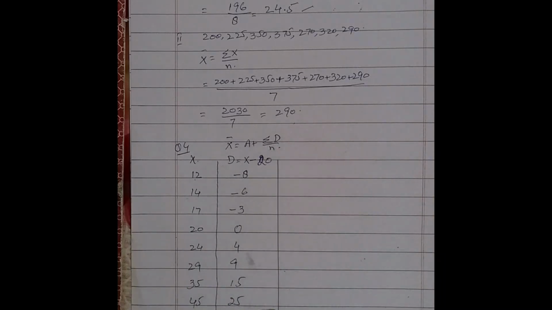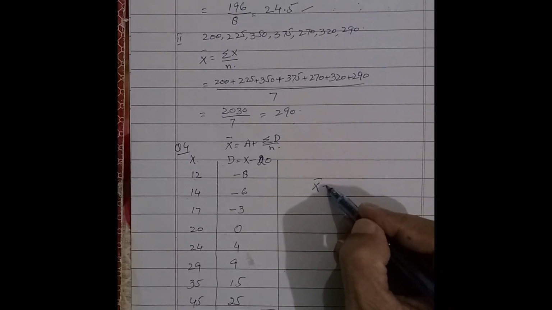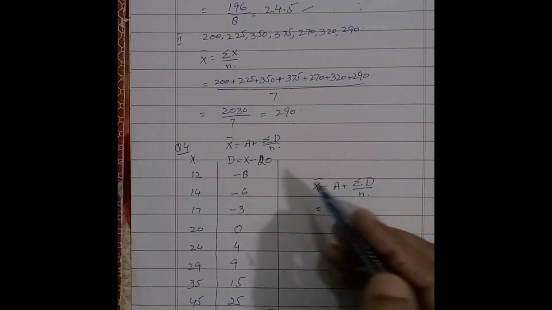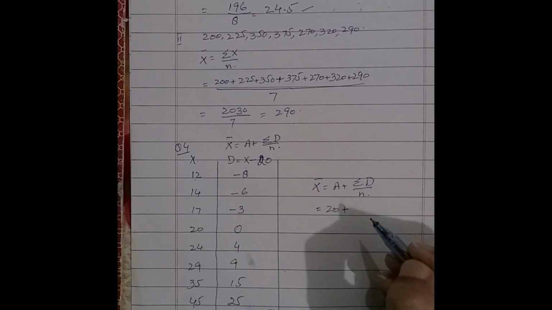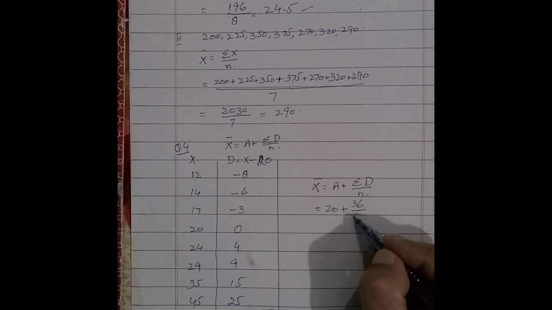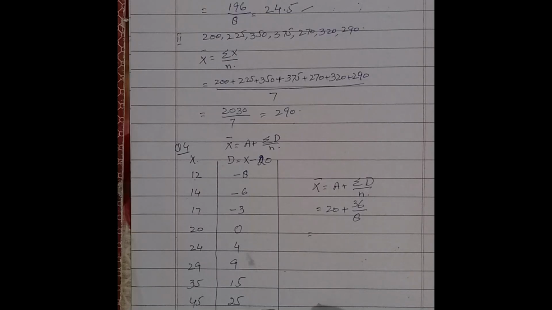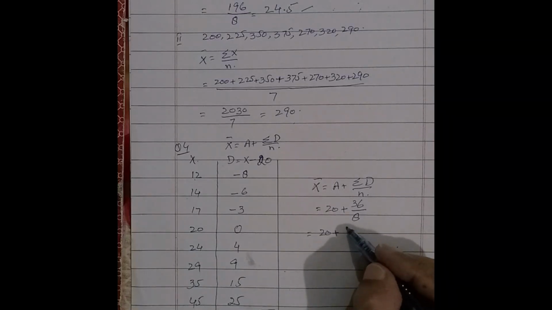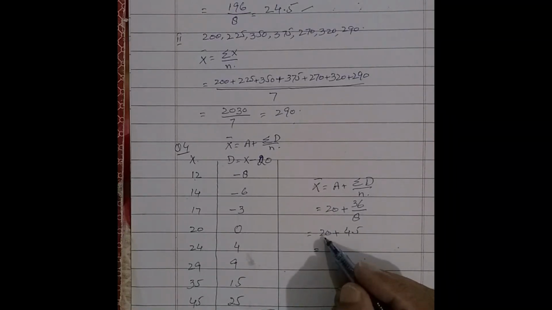And the formula, apply in the formula, which is x bar is equal to a plus summation d over n. A is 20, the value we get, plus summation d is 36 and n is 8. Now simplify these values. We get 20 plus 36 divided by 8, which is equal to 4.5. And the answer is 20 plus 4.5 is 24.5. In this question, we also solve it by indirect method.